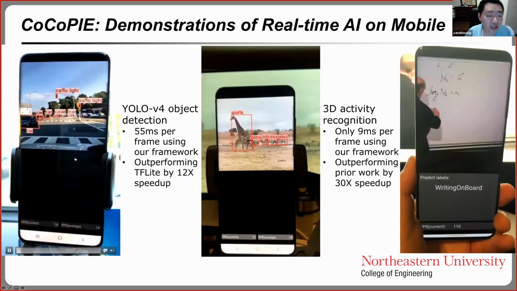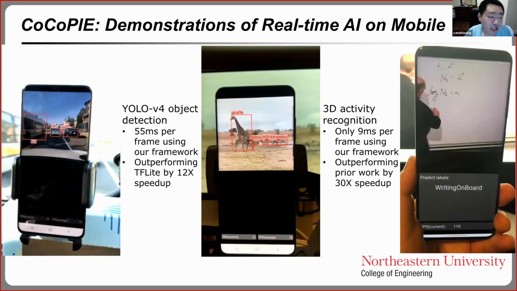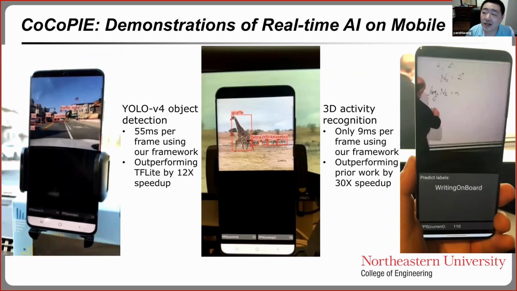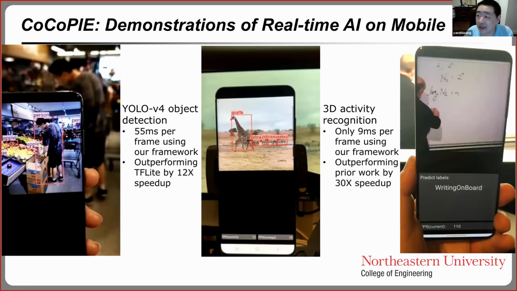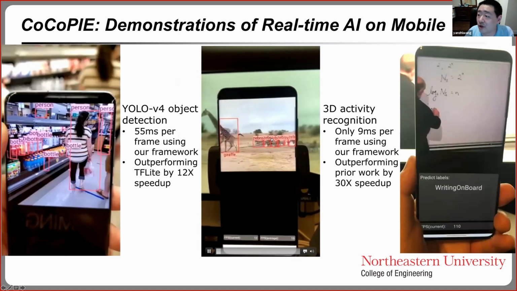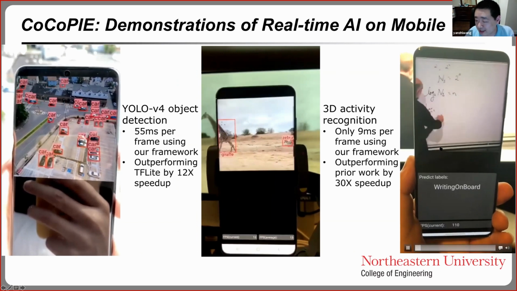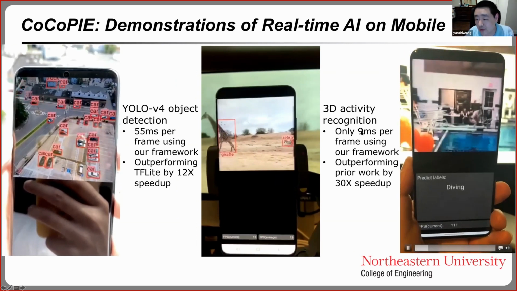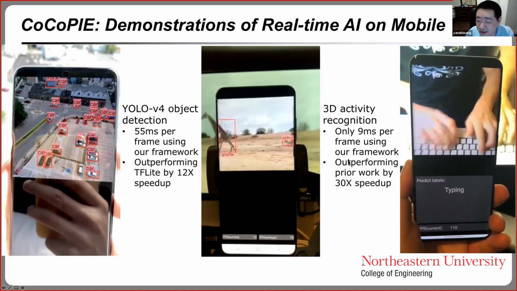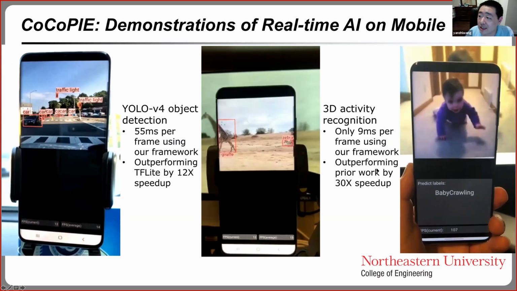This is our result on YOLO-V4 object detection. We can see this can almost achieve something like autonomous driving. This is even higher accuracy compared with YOLO-V3, and we can achieve it on a smartphone. And this is real time YOLO-V4 on other data sets as well. And here is 3D activation detection. We can get 9 milliseconds per frame using our framework. It is clearly super real time, and it outperforms the prior work by 30 times speed up.